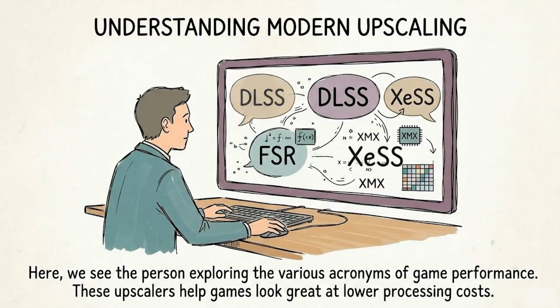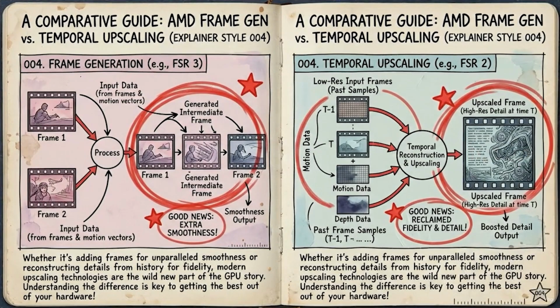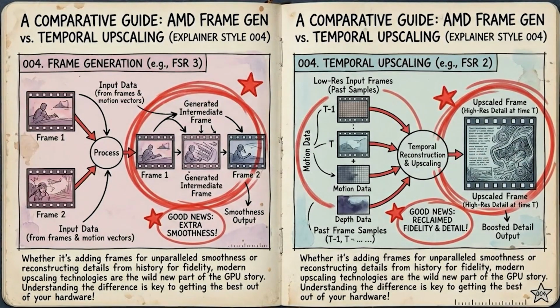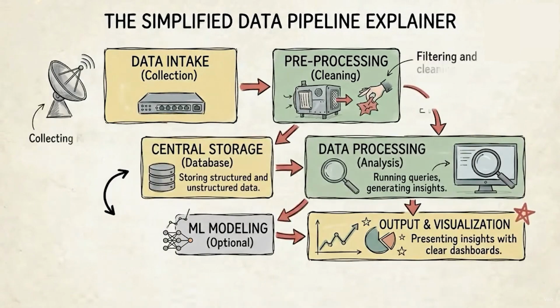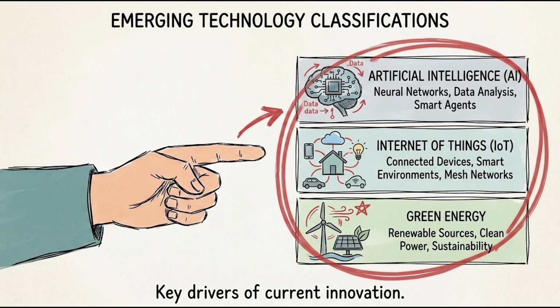And suddenly, you're drowning in acronyms. DLSS, FSR, XeSS, frame generation, temporal upscaling. Everyone online is arguing and none of them agree. Here's the good news. These technologies are not nearly as confusing as the internet makes them seem. And by the end of this video, you'll know exactly what each one does.